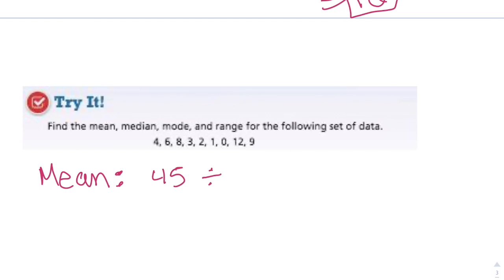And then we're going to divide by how many values there are. 1, 2, 3, 4, 5, 6, 7, 8, 9. Make sure you count that 0. 0 is a data value, so you want to make sure you count that. So we're going to do 45 divided by 9. Hopefully we all know that is 5. So our mean is 5.